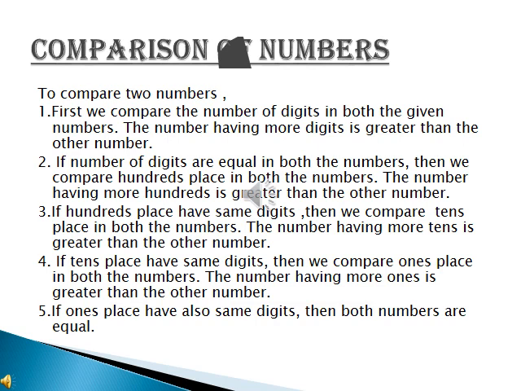Step 3. If hundreds place have the same digits, then we compare the tens place in both the numbers. The number having more tens is greater than the other number. Step 4. If tens place have the same digits, then we compare the ones place in both the numbers. The number having more ones is greater than the other number. Step 5. If ones place also have the same digits, then both the numbers are equal.